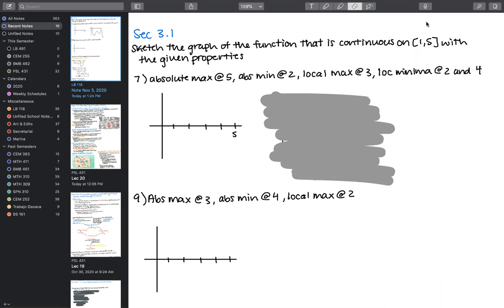So we are asked to sketch the graph of the function that is continuous on closed bracket 1 to 5 with the given properties. And that closed bracket will become important when we talk about the MVT later, but I'll remind you guys that that means that 1 and 5 are included. So we're given two absolute extrema, max and min.